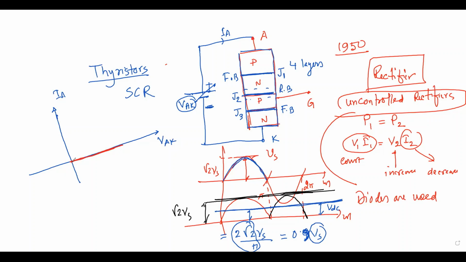So current will be 0. But if you apply too much voltage here, eventually this junction will be reverse breakdown. We have learned it in the diode case, Zener breakdown or avalanche breakdown. Then eventually, in some cases, there could be a breakdown voltage, say VAK breakdown. That is not our preferable operation. Rather, we want to break this junction J2.